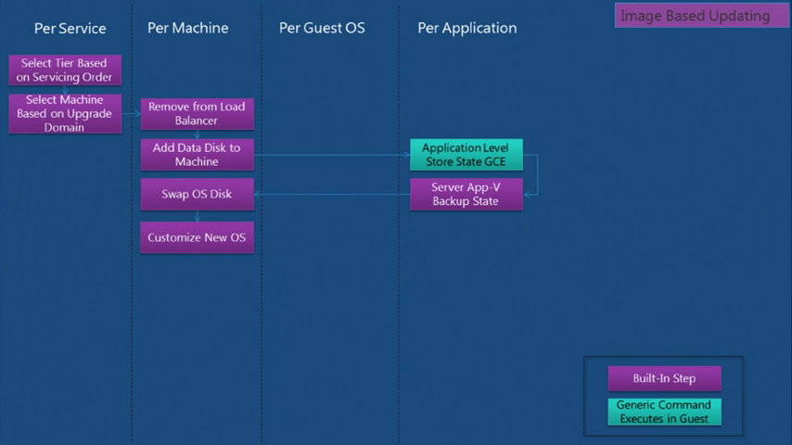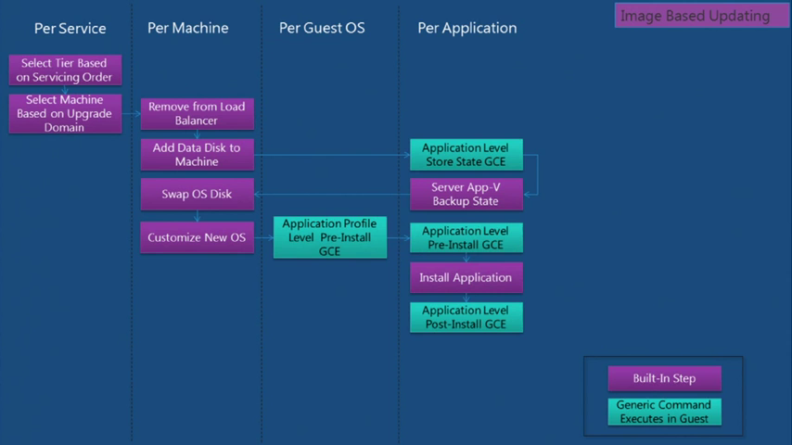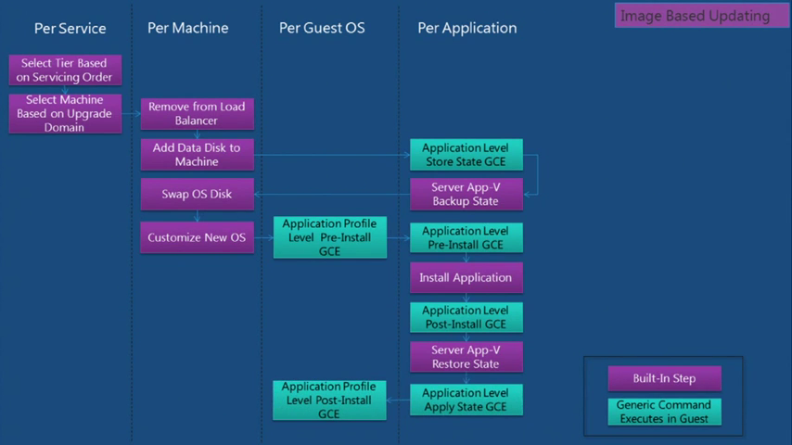We'll recustomize the OS based on that guest OS profile. We'll go ahead and reinstall those applications, execute all the scripts that you have defined in the template. And then for Server App-V, we'll automatically restore the state that we've saved off to the data disk. For your own applications that you have maybe a restore state script for, we'll go ahead and execute that script so that you can get your custom state back, re-add it to the load balancer, and we're done. And if applicable, move on to the next tier with the next servicing order.